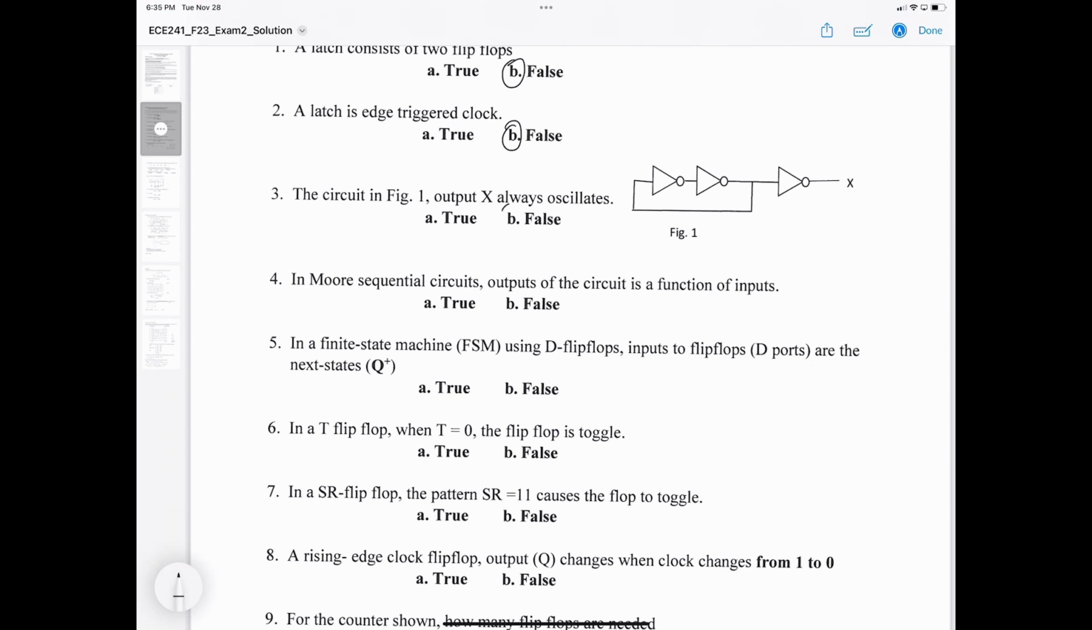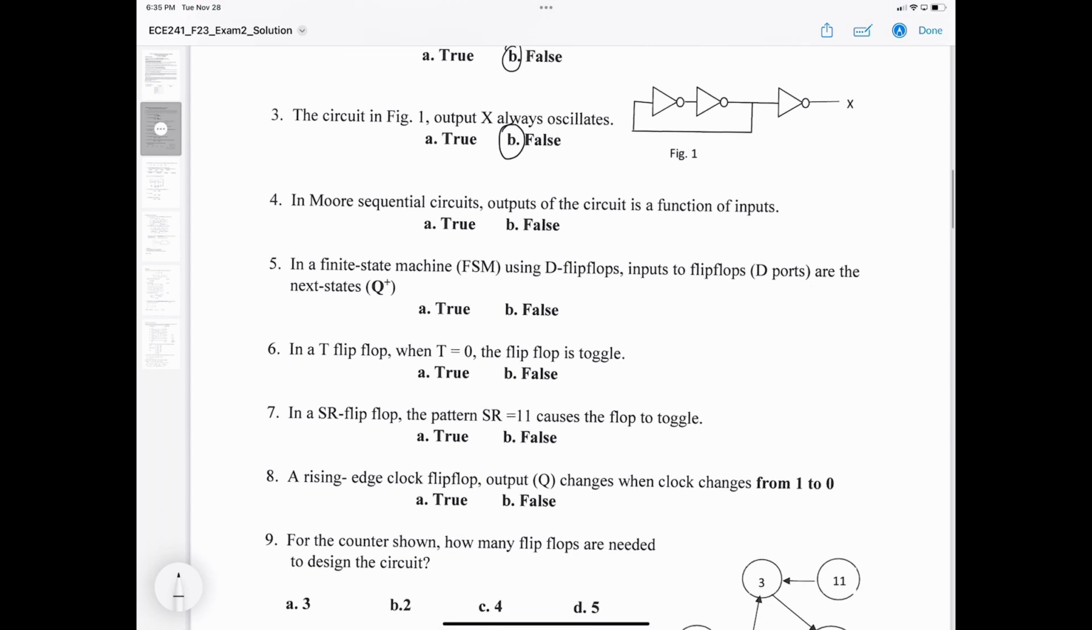Does this oscillate? No. In a Moore sequential circuit, the output of the circuit is a function of the state, like 0, 0 slash, and you'll have the output in there. The inputs are a function by themselves, right? This is false.